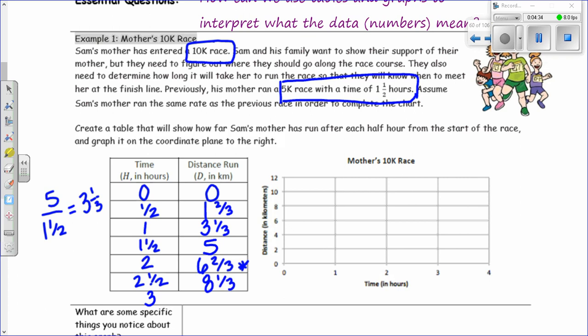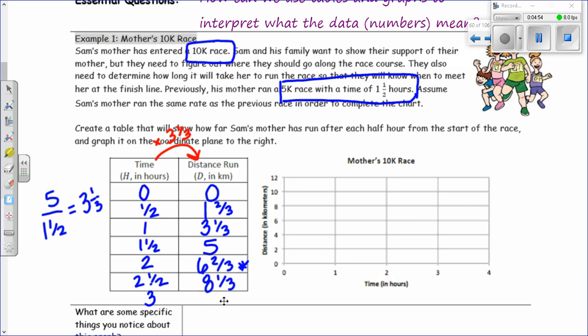Okay, the multiplier from the hours to the distance is 3 1/3. So if you're confused, slow down and try them again. You're multiplying the hours by 3 1/3. Okay, and then go ahead and figure out what the last one would be.